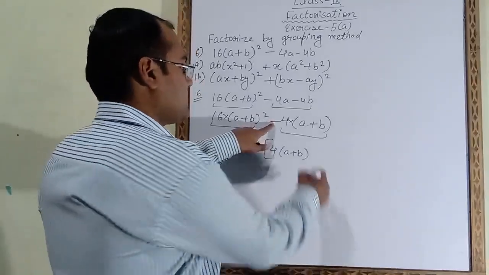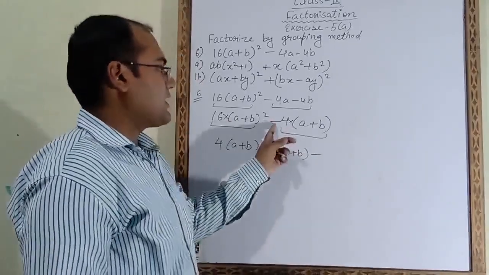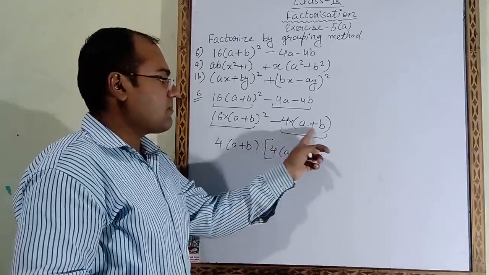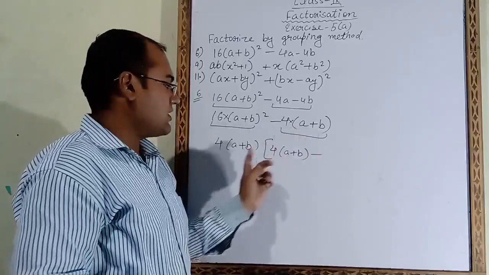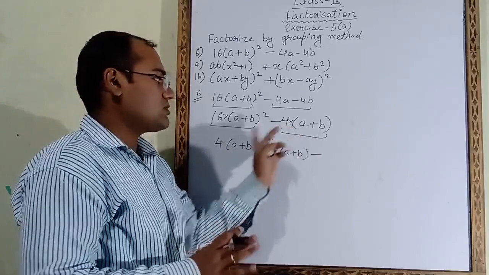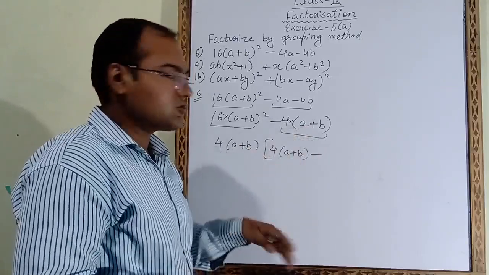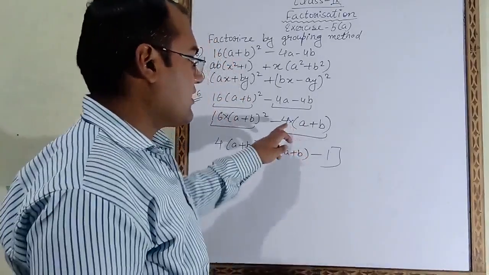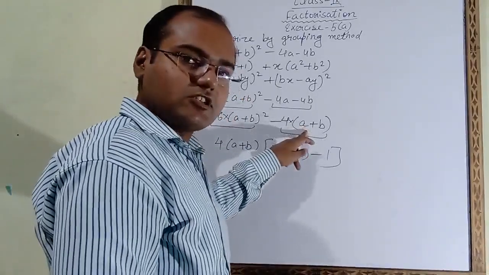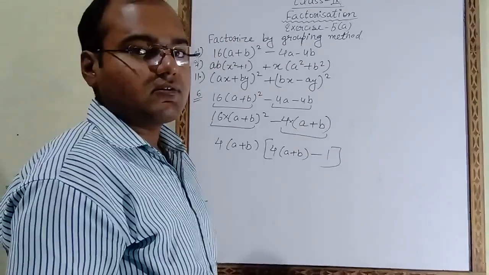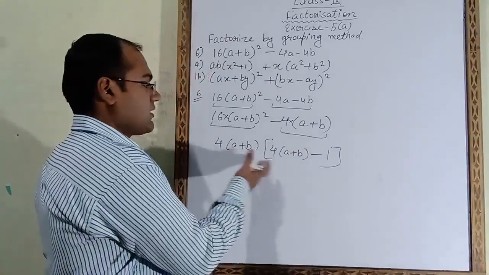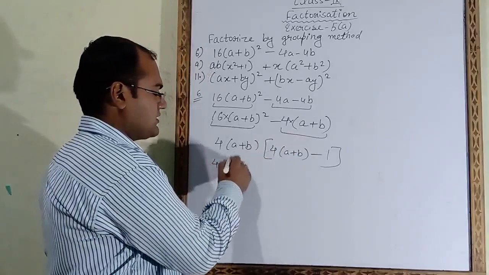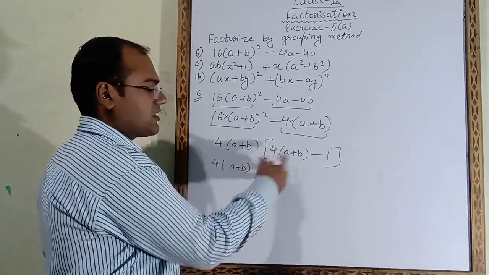Now the minus sign. After minus, what is written here? 4. We have taken 4 common, so no need to take this 4 again. This a plus b we have also taken common. That means 4 also we have taken common, a plus b also we have taken common. So in this case, what do you have to write here? Here you have to write 1. Since we have taken 4 and a plus b both common, here we have to write 1. Now what do you have to do? You can open this bracket. This 4 as it is, a plus b also as it is. Now in another bracket we will solve this.